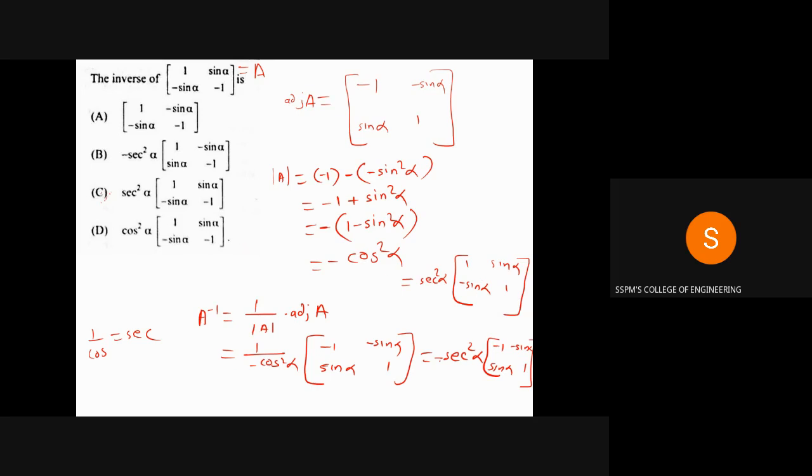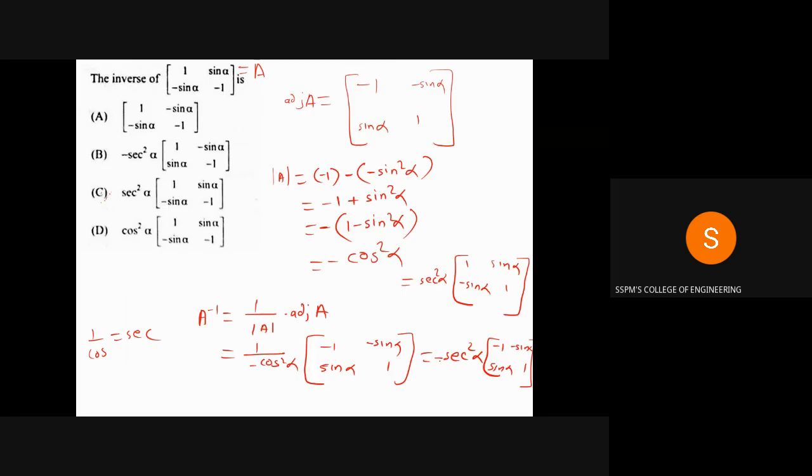Which one is the correct option here? Sec square alpha into 1 minus sine alpha. Mm, this will be the correct option. This option B will be the correct. C will be the correct option.